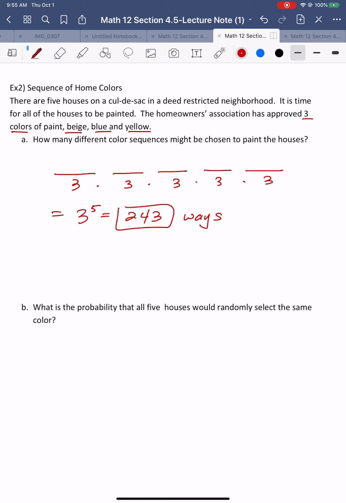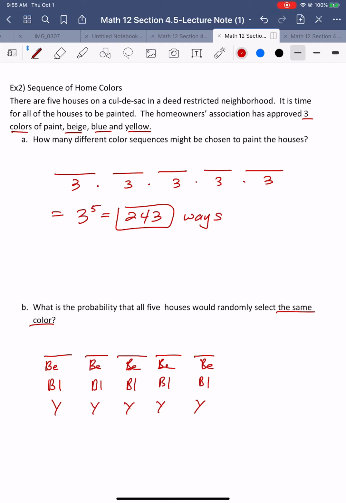But B, what is the probability that all 5 houses would at random select the same color? So what if they all have the same color? So 1, 2, 3, 4, 5 houses. What if they have beige, beige, beige, beige, and beige, or blue, blue, blue, blue, blue, or yellow, yellow, yellow, yellow, yellow, isn't it? So there's 1, 2, 3 ways, right? So that means it's going to be 3 over 243 ways, which is 1 over 81. The probability is 0.0123.